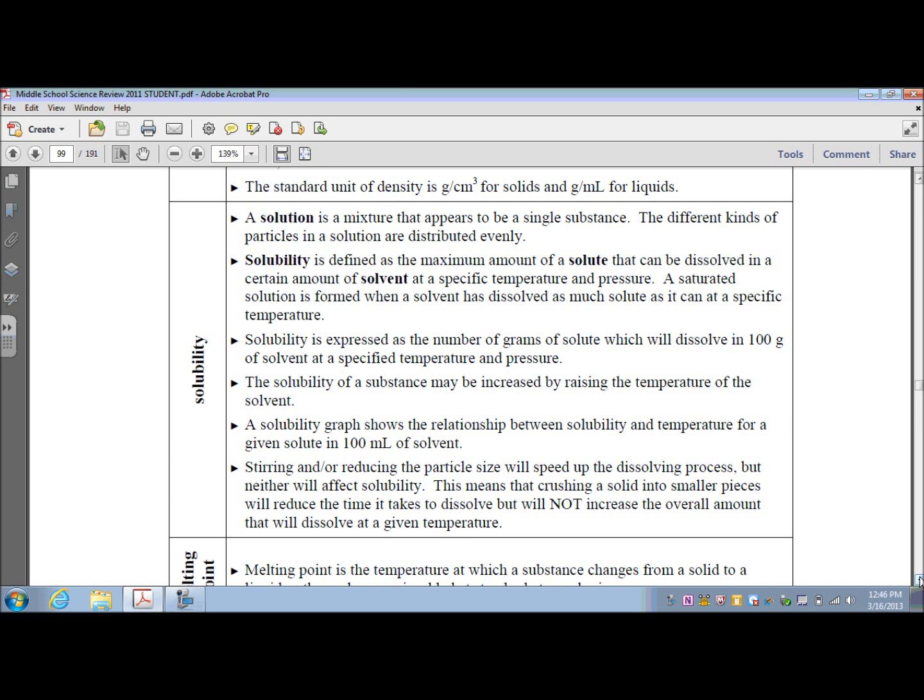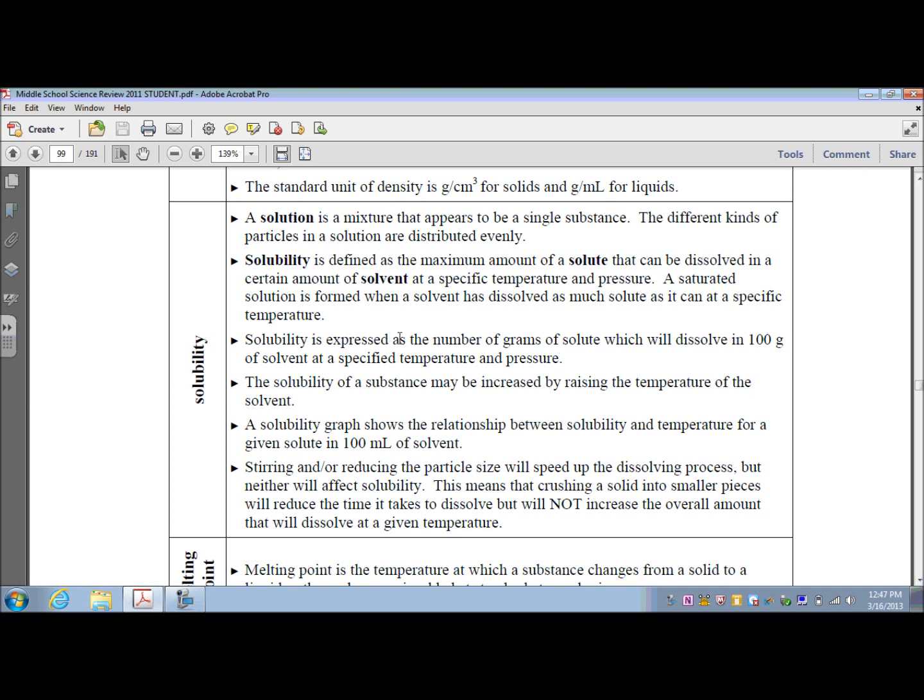A saturated solution is formed when a solvent has dissolved as much solute as it can at a specific temperature. So for example, if I wanted to make hot chocolate, I would take my solute, which would be the hot chocolate powder, and I'd pour it into water or milk, which would be my solvent. And if I added just the right amount, it would be delicious. However, if I add too much, then it's going to mess with the solubility of that powder.